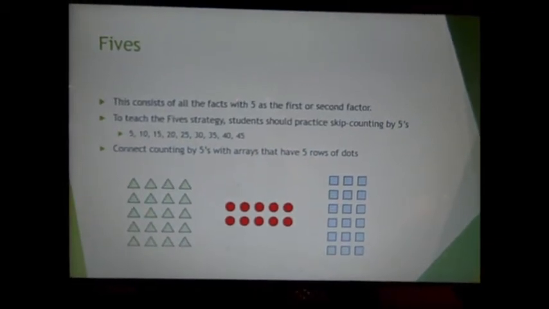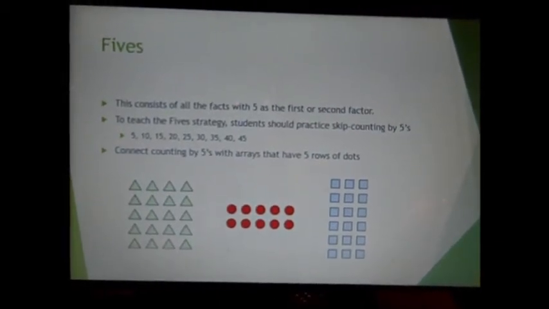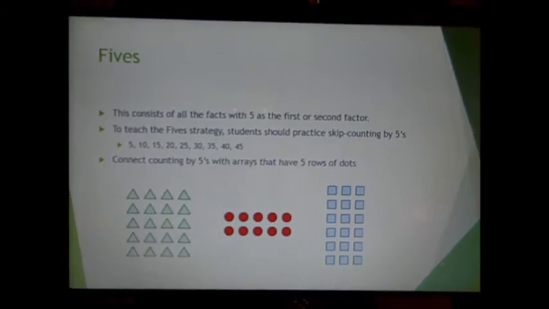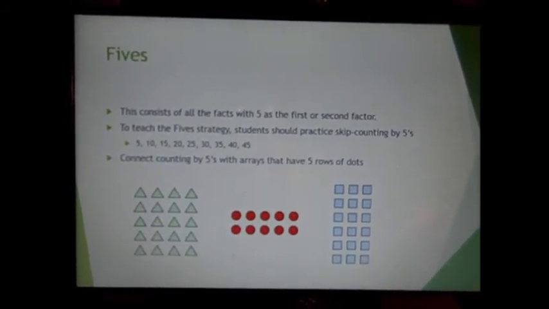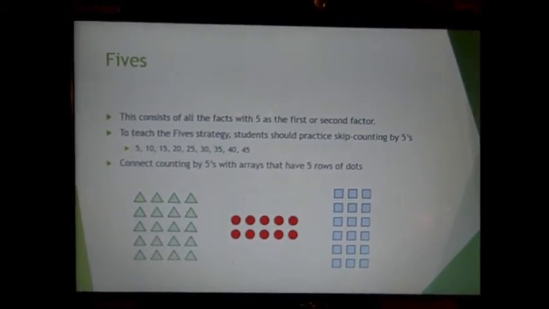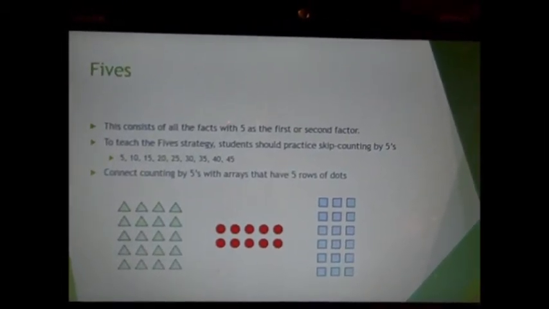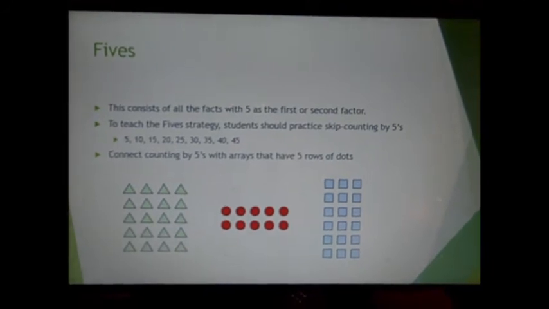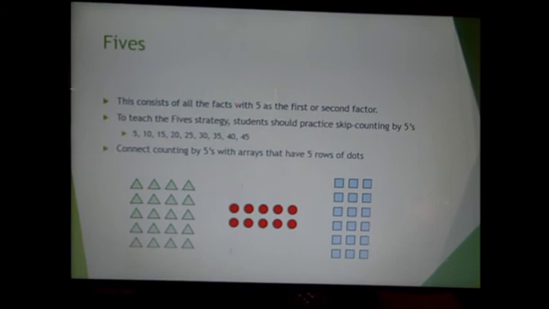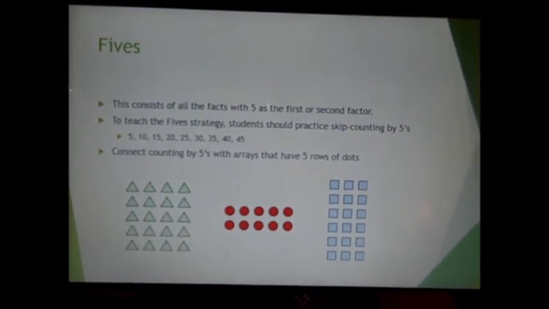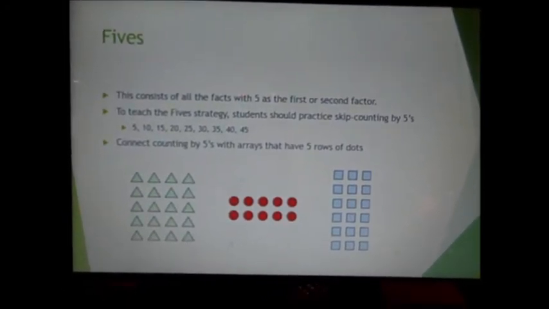Fives is another reasoning strategy for multiplication. This consists of all the facts with 5 as the first or second factor. To teach the 5 strategies, students should practice skip counting by 5s: 5, 10, 15, 20, 25, 30, 35, 40, 45, 50. Connect counting by 5s with arrays that have 5 rows of dots. Below are some arrays: a 5 by 4, a 5 by 2, and a 5 by 6.